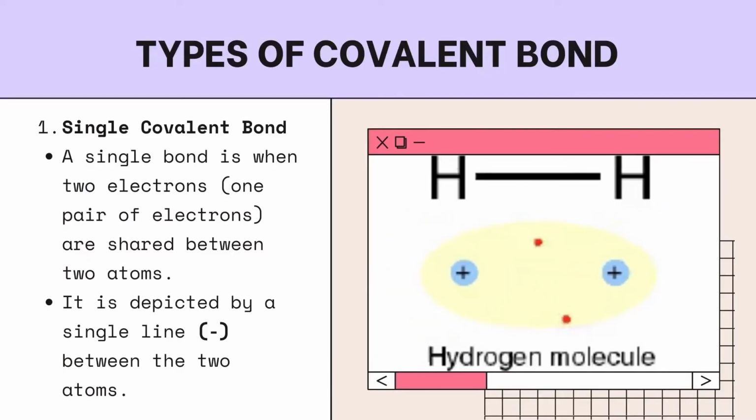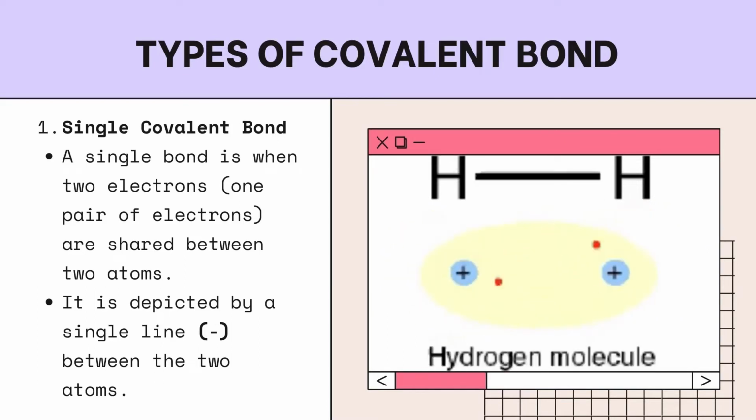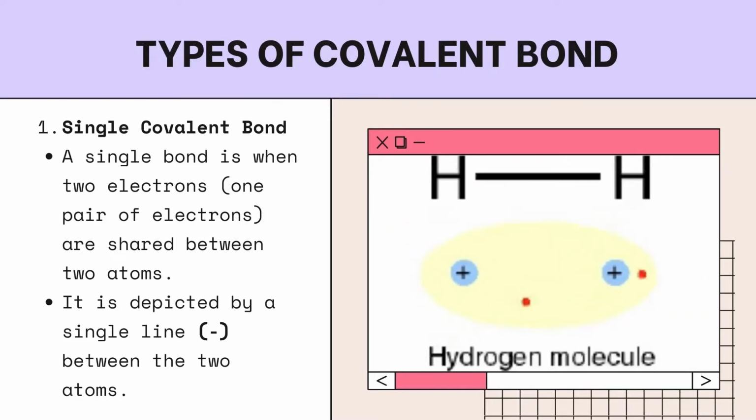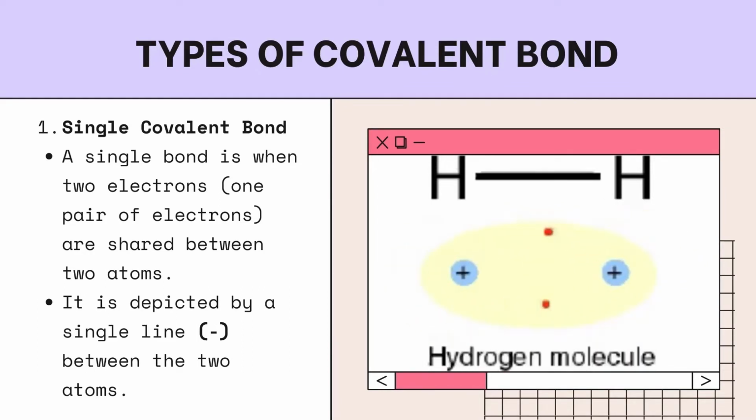Single covalent bond. A single bond is when two electrons, which is one pair of electrons, are shared between two atoms. It is depicted by a single line between the two atoms. Although this forms a bond of a weaker type and has a smaller density than a double bond and a triple bond, it is the most stable because it has a lower level of reactivity, meaning it is less vulnerable in losing electrons to atoms that want to steal electrons.